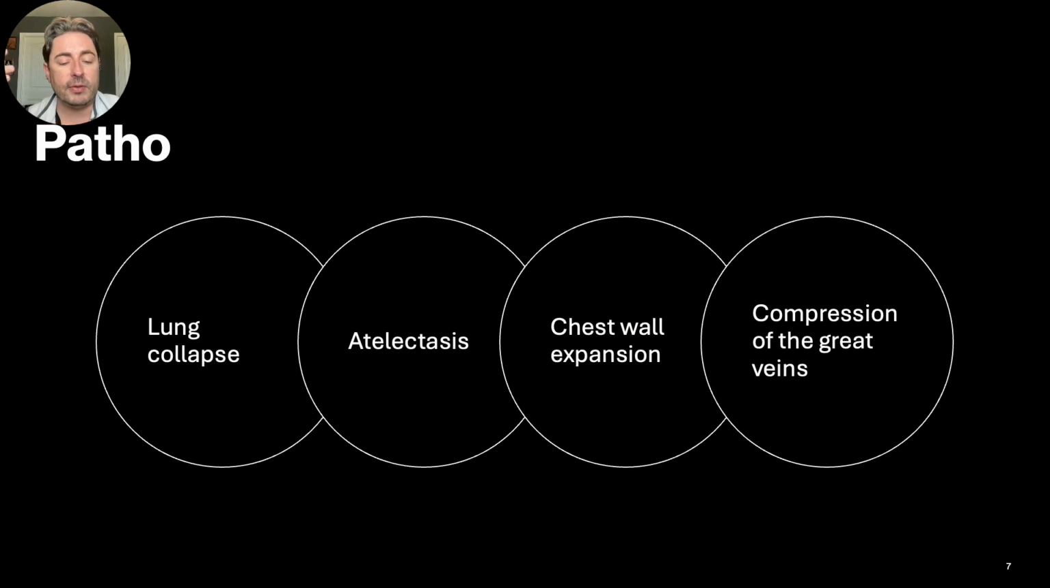Now, the pathophysiology associated with that is we're going to get lung collapse. Lung collapse is going to lead to atelectasis, and you're going to have an increase in the chest wall expansion if this is not fixed. If this is not fixed, then you have a lot of air going into the pleural space, which leads to almost like a barrel chesting of their anatomy, and it can lead to a compression of the great vessels. If we have the compression, that will lead to a decreased venous return, which then leads to more issues down the line.